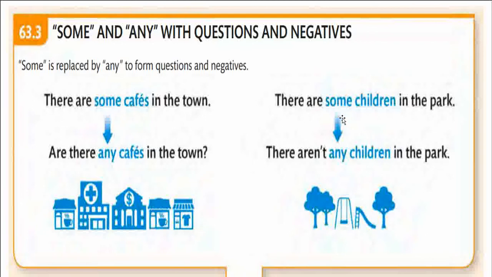There are some children in the park. There aren't, that means there are not any children. There aren't any children in the park. We bring in the word any because we replace some with any in a negative connotation where no is being considered, no children. So we say there aren't any children in the park.